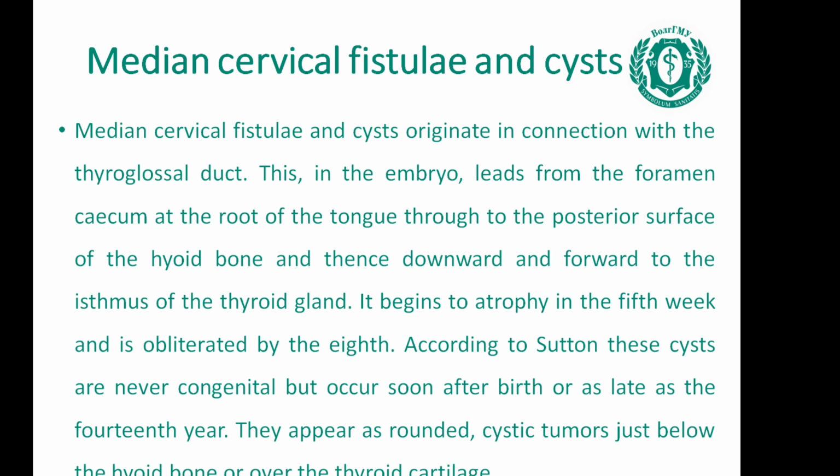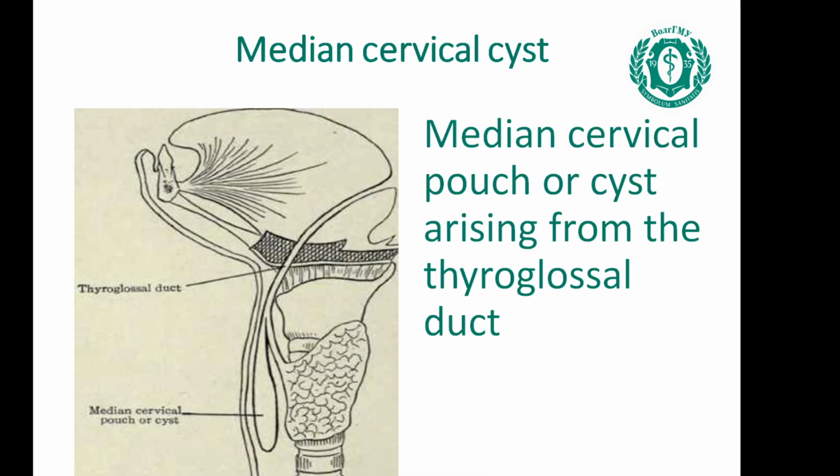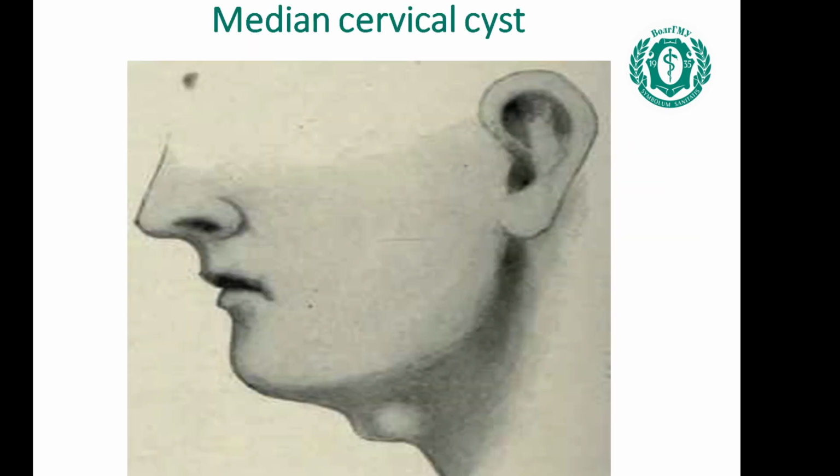According to Sutton, these cysts are never congenital but occur soon after birth or as late as the 14th year. They appear as rounded cystic tumors just below the hyoid bone or over the thyroid cartilage. On this picture, you can see a median cervical fistula or cyst arising from the thyroglossal duct. Median cervical cyst.